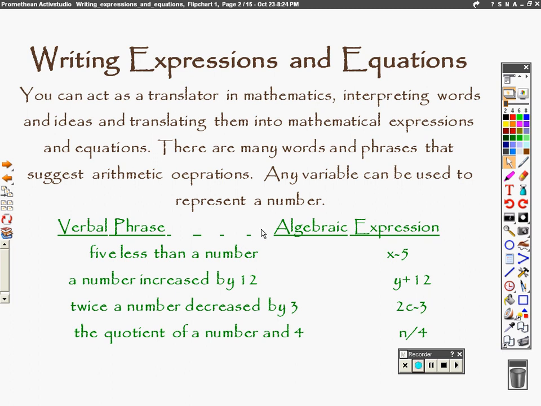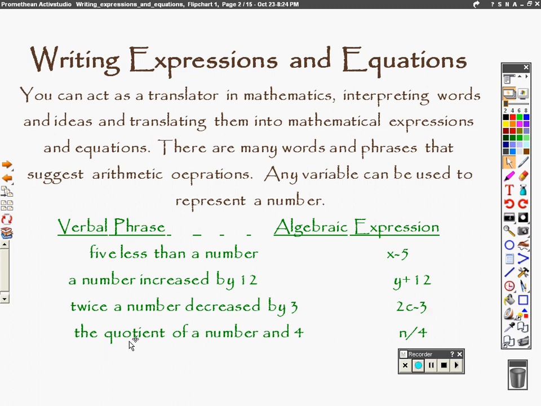Our first verbal phrase is 5 less than a number. That would be x minus 5. Next we have a number increased by 12, y plus 12. Twice a number decreased by 3. Twice is 2 times a number. That's why we have the 2c, decreased by 3. 2c minus 3.